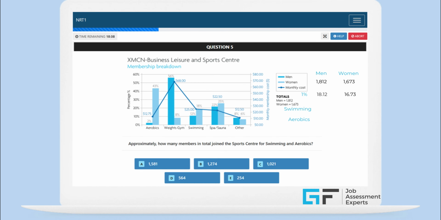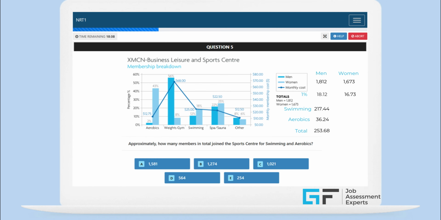We know that 1% of men equals 18.12, and as 12% of men have joined swimming, we can calculate that for swimming, 12% equals 12 times 18.12, which equals 217.44 men. For aerobics, 2% of men have signed up, so we can calculate that 2% equals 2 times 18.12, which equals 36.24. Therefore, a total of 253.68 men have joined the centre for these two activities.